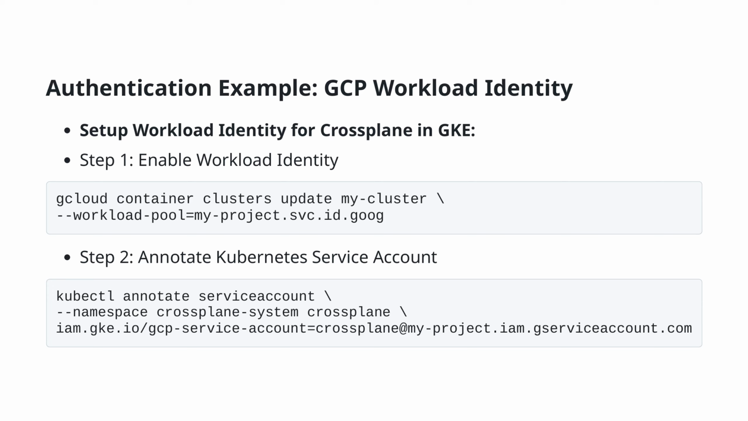Next, we need to annotate the Kubernetes service account. Using the kubectl annotate command, you specify the namespace and service account for Crossplane. This command binds the Kubernetes service account to your GCP service account, allowing your workloads running in GKE to authenticate as the GCP service account. These steps authenticate your Crossplane pods to interact with GCP services securely and efficiently.